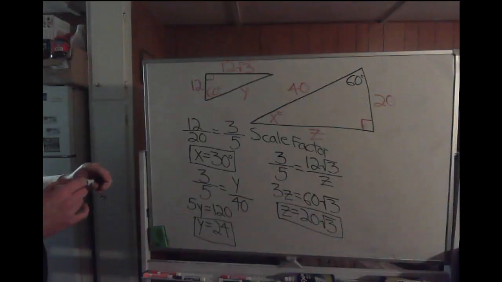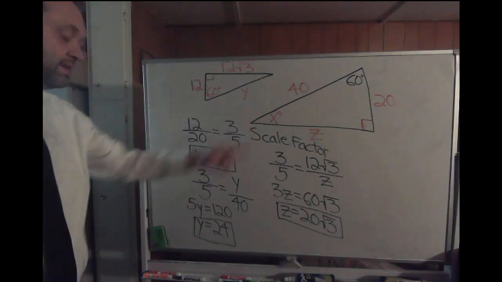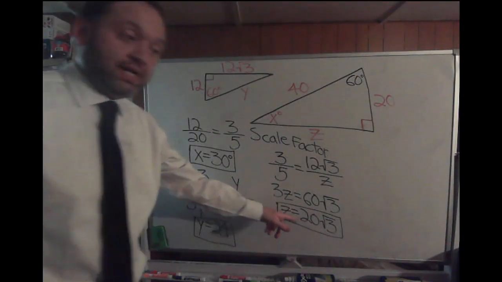So the values you should have gotten here are going to be x being 30 degrees, y being a length of 24, z having a length of 20 times the square root of 3.